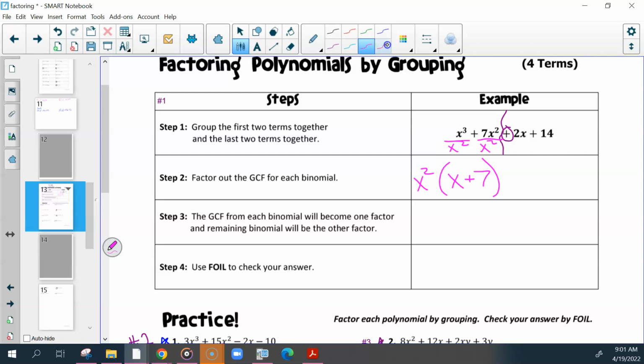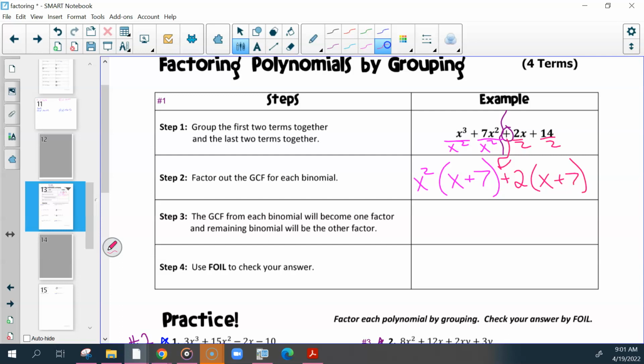And then we're going to do the same thing for the last 2. What do these have in common? 2. And whatever this sign is, we're going to bring that down. So if we divide out 2 from both of these, what would that leave us with? X and then plus 7.